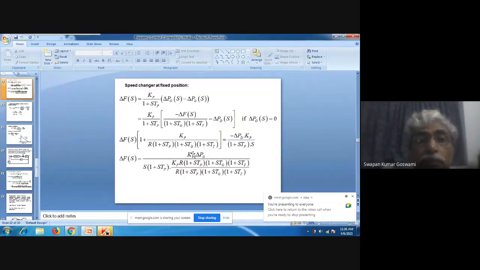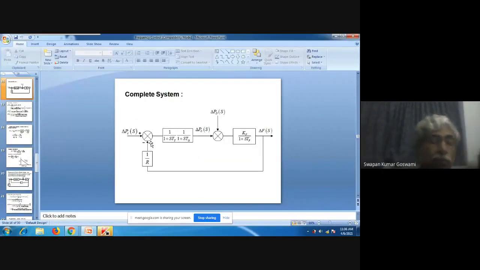So what we have done, we have actually arrived at this point, right? That means the complete block diagram transfer function of the load frequency control system, including the generator, load, governor, and turbine. And this is the complete transfer function.